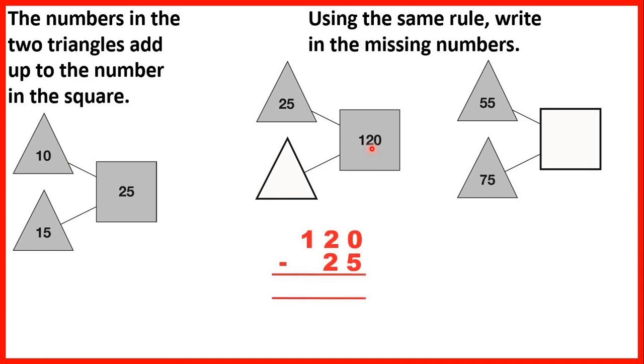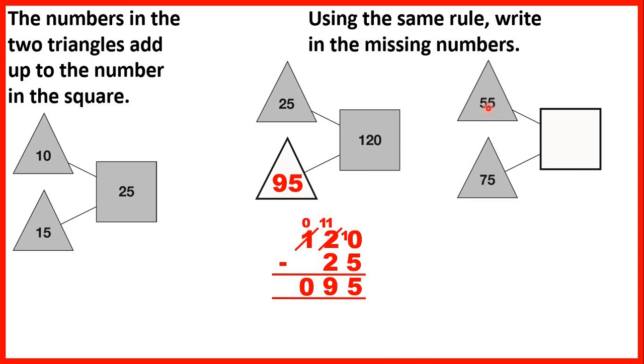So we need to work out 120 minus 25. What we really have here is a missing number addition, so we use subtraction to find our missing number. We can work this out using column method, and that gives us 95 as our missing number.